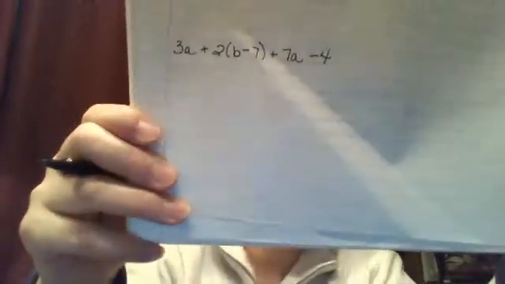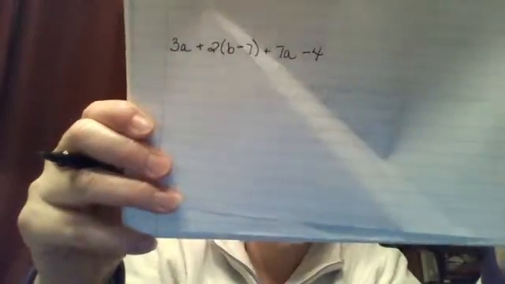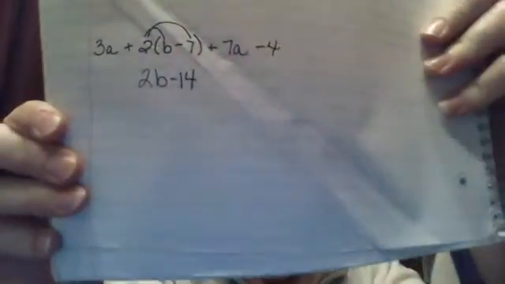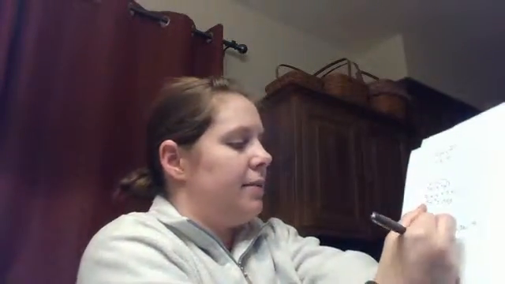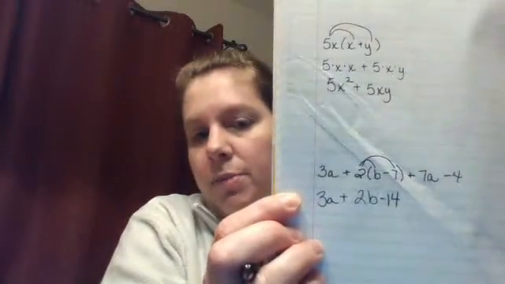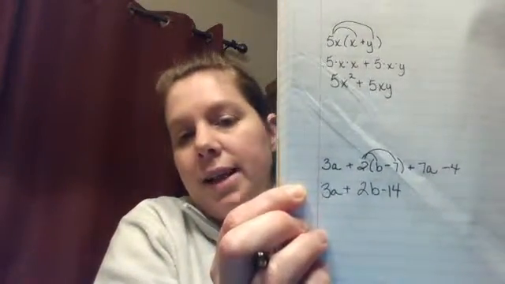Now the first thing you want to do here is to multiply. Okay? So we're going to distribute the 2 times b and the 2 times negative 7. Now that's going to give me 2b minus 14. Okay? Everything else is just going to carry down. So I'm going to bring down the 3a plus, okay, there I have the 2b minus 14, and then bring down the plus 7a minus 4.